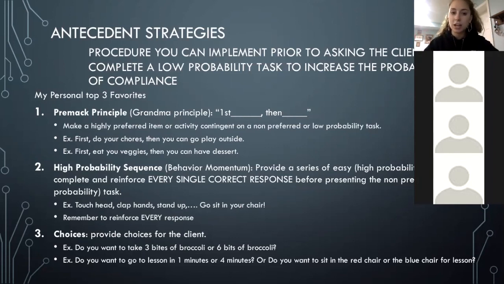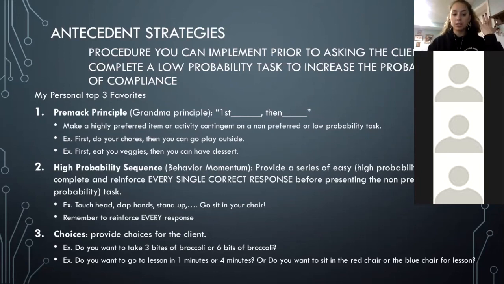Last antecedent strategy is choices. This one we see a ton. So this looks like before, if you know that there's going to be a task demand or an instruction that's going to be triggering for your client, feel free to kind of manipulate it and give them choices to make them feel like they have control over the situation. Even though you do, it's a secret. You are in full control.